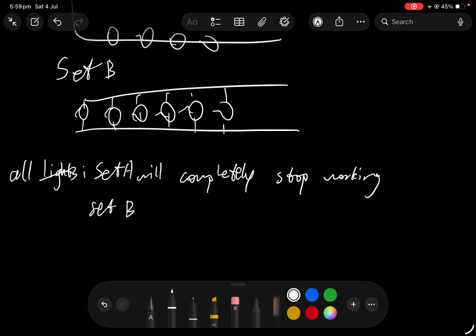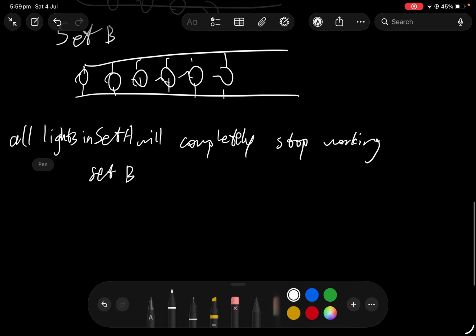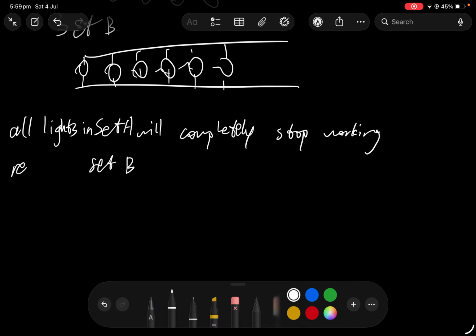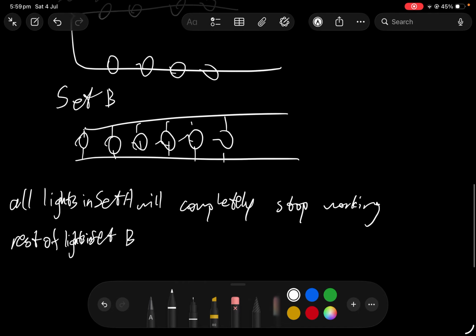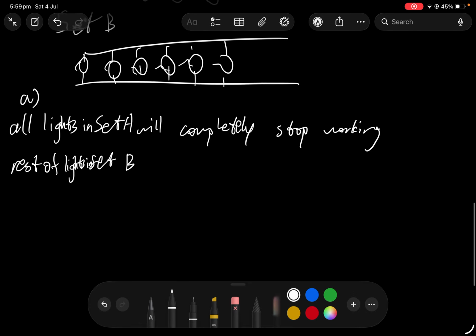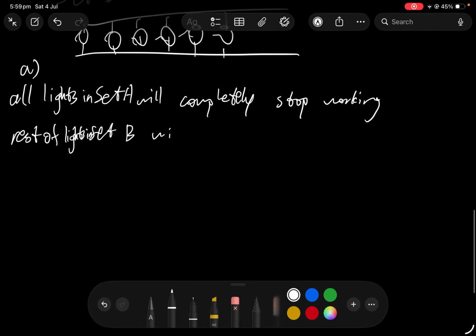Also lights in set A. Rest of lights in set B will keep working. This is part A.